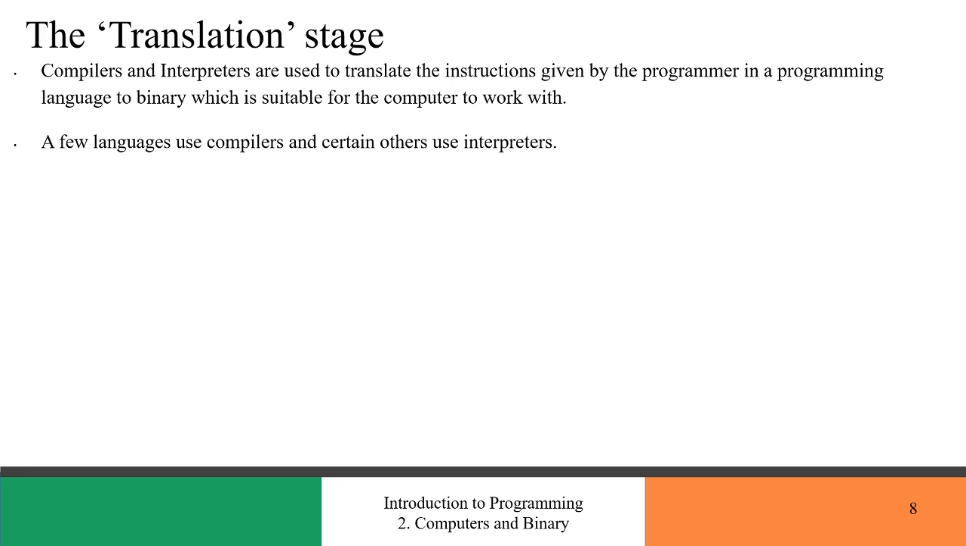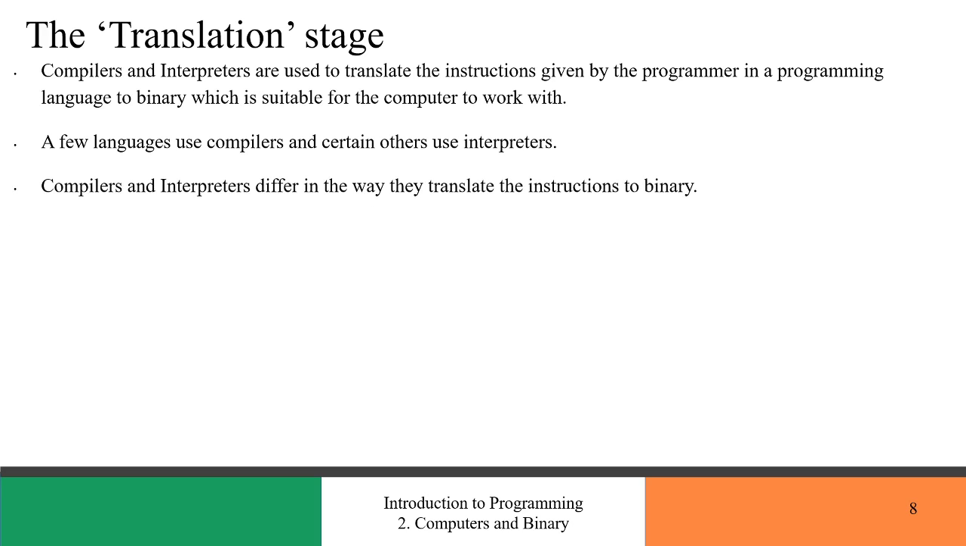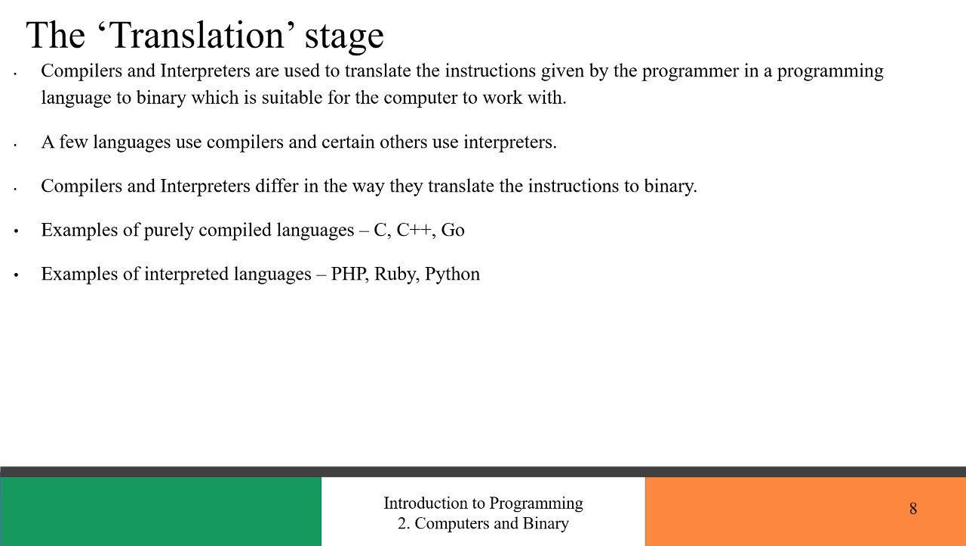There are a few languages that use compilers and a few others that use interpreters. Compilers and interpreters differ in the way they translate instructions to binary. Examples of purely compiled languages include C, C++, and Go. That is, languages which use only compilers to translate to binary form. And examples of interpreted languages include PHP, Ruby, and Python. The difference between compilers and interpreters is beyond the scope of this lesson.